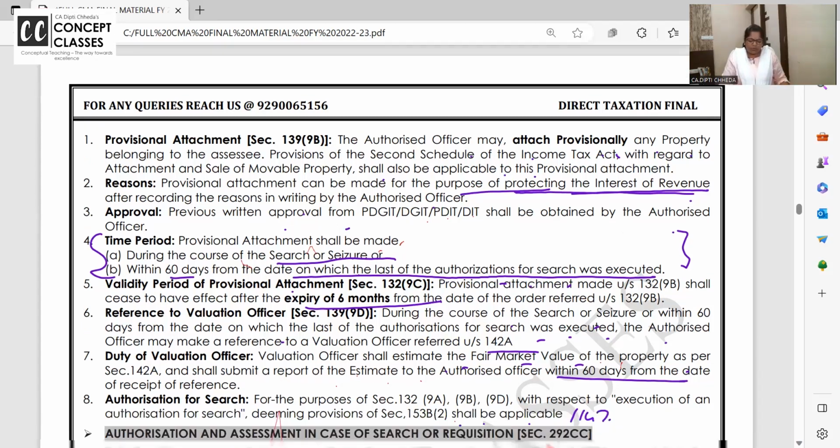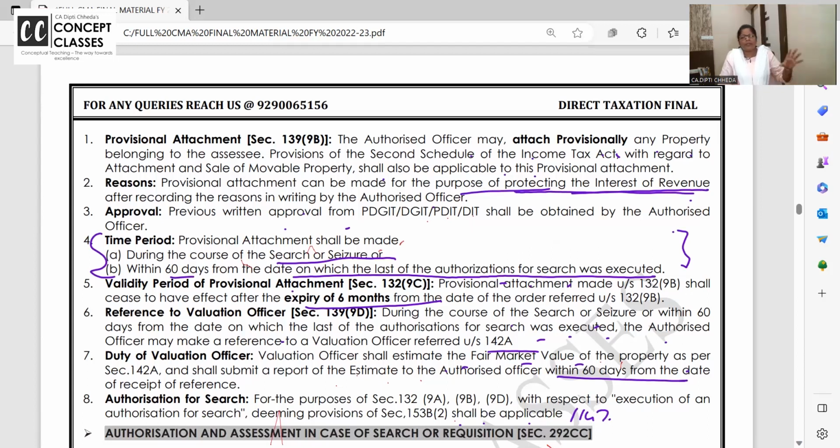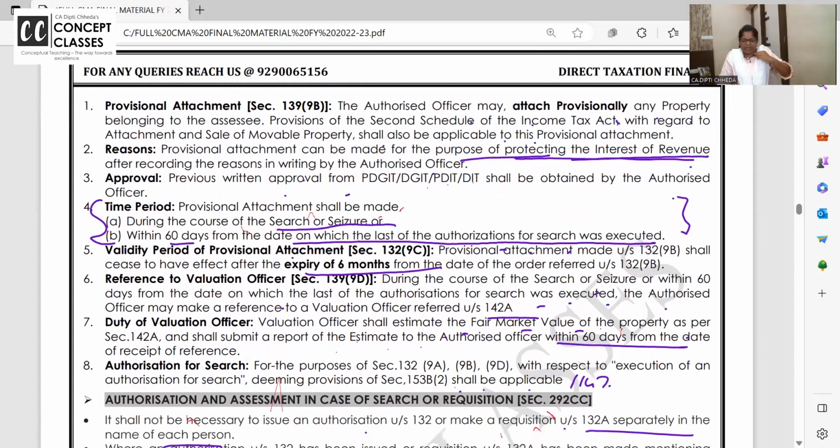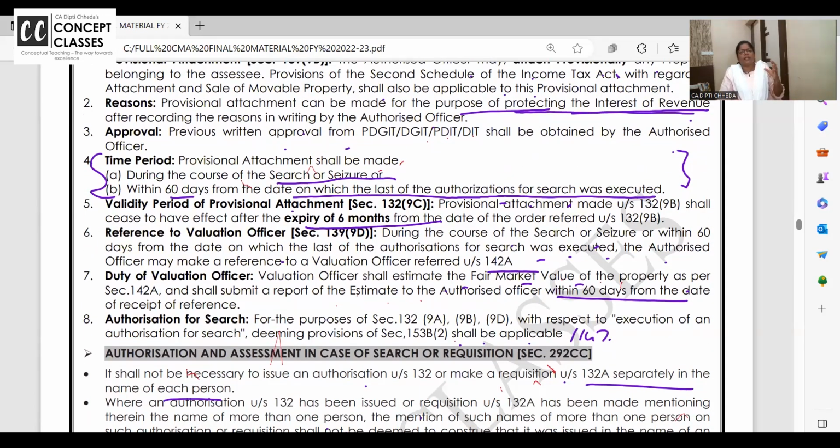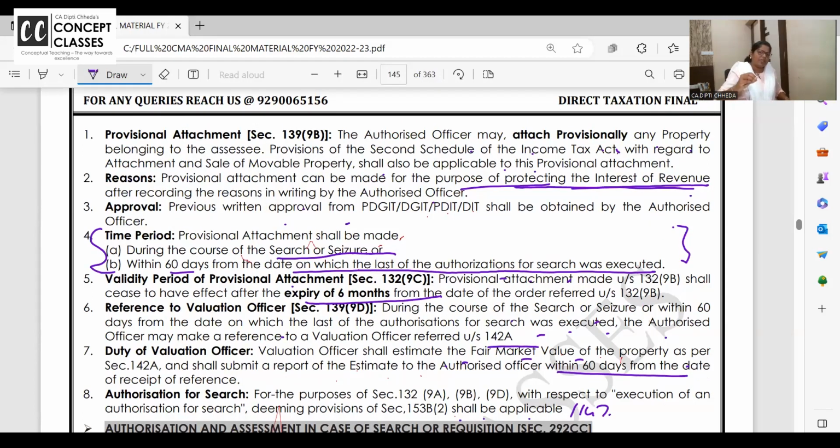Yeah. They can do the provisional attachment, and when they keep the property under provisional attachment, in the meanwhile they can refer the valuation officer to do the valuation. But one thing is important. Even if they are doing provisional attachment of the property, when it is coming to recovery of taxes, first they will recover the tax from the money which they have seized and then by selling the assets.